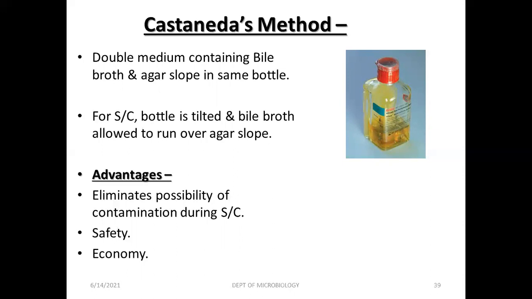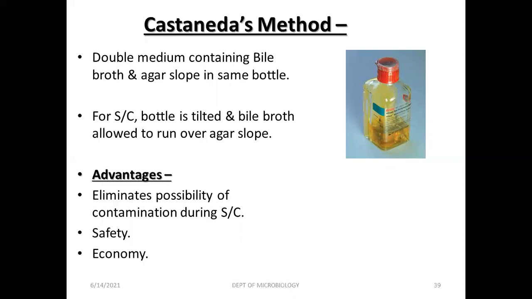All these disadvantages are overcome in Castaneda's method, which is a double medium containing bile broth and agar slope in the same bottle. You can see in the picture. For subculture, you just have to tilt the bile broth, which is inoculated with the blood. It will run over the agar slope and automatically subculture it. Again, you have to keep it in an upright position. The advantage is that it eliminates the possibility of contamination during subculture. It ensures safety to the person who is performing the work, and it is cheap and economical compared to the daily wastage of other media.